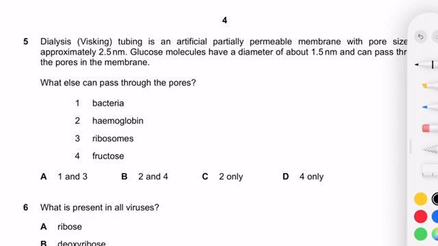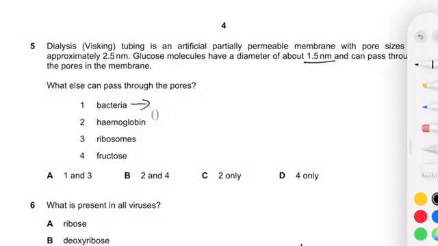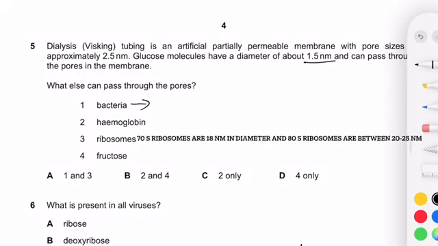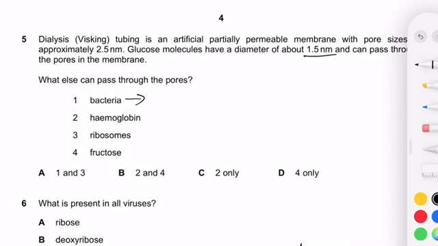Okay, dialysis visking tubing is an artificial partially permeable membrane with pore size of approximately 2.5 nanometers, extremely tiny. Glucose molecules have a diameter of approximately 1.5 nanometers and can pass through the pores in the membrane. What can pass through the pores too? So bacteria, obviously not, because they have size between 0.5 to 5 micrometers, which is way too huge, 5,000 nanometers. Hemoglobin, absolutely not. It's a polymer. It cannot pass through a 2.5 nanometer opening. Ribosomes are 20 nanometers, so even ribosomes cannot pass. Fructose is approximately the same size as glucose, maybe even smaller, so D.